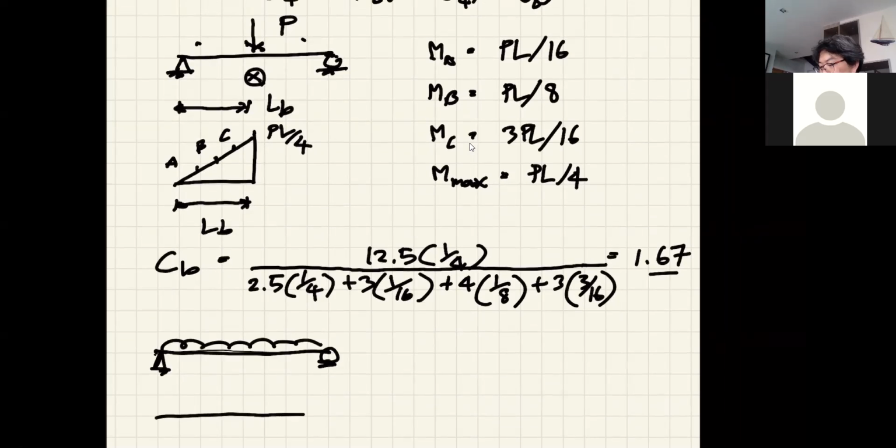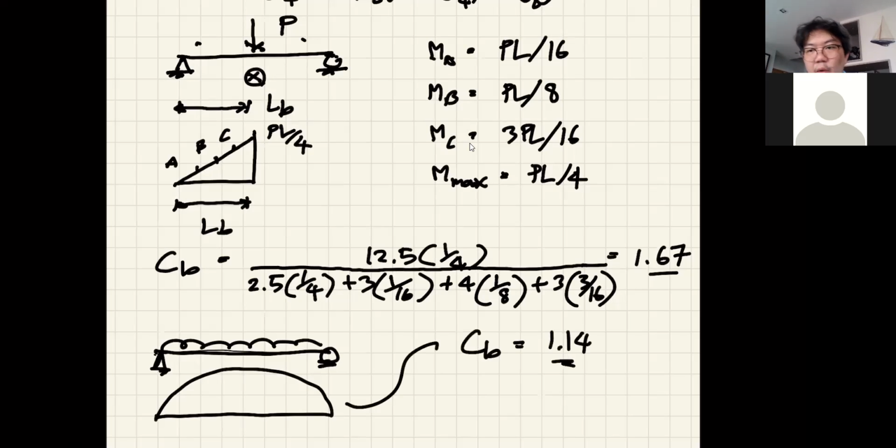You know that your bending moment diagram is like this. It's not constant, okay? And I'm not going to show the calculation, but I can quickly tell you that, let's say if the unbraced length is equal to the length of the beam, even in this typical case, CB is equal to 1.14. We have 14% increase of strength, okay? Is there any question?